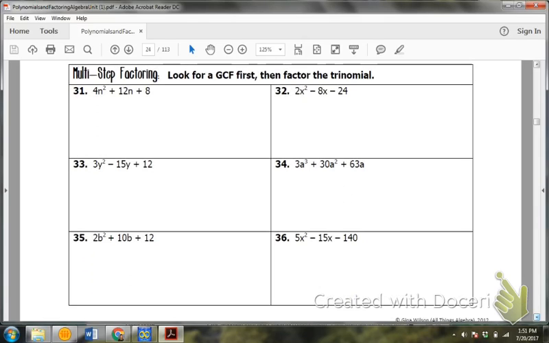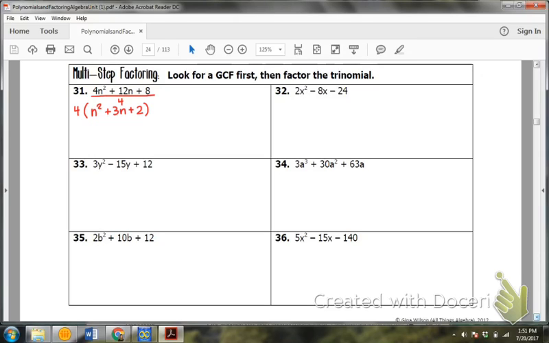All right, let's look at 31. On 31, what is the A value here? What's your A value? 4. It's not 1. So can we take the shortcut here? No, but what's the first thing we always have to check for? Is there a GCF here? Yes. There's a 4. Okay, so let's divide a 4 out of the whole thing. 4 goes out in front. We're left with n squared plus 3n plus 2.